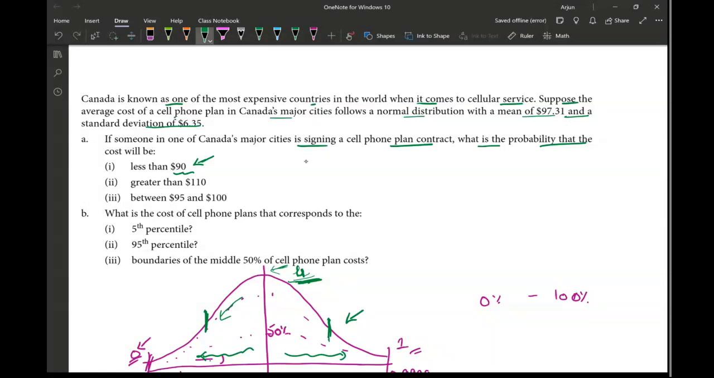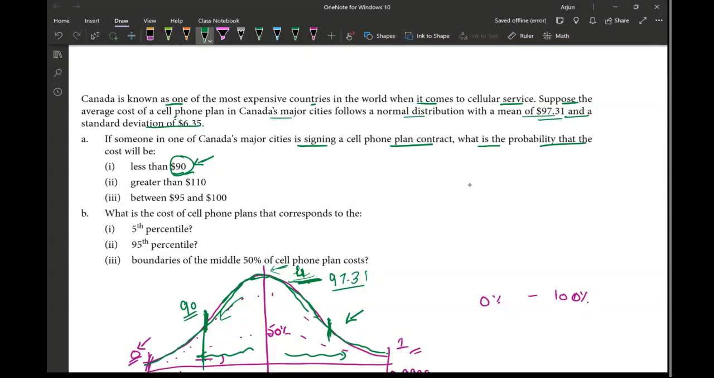So the amount is given to me. When the amount is given to me, I'll compare it with the mean. I will represent it somewhere on this line, which I am redrawing with the green color. So, less than $90. The mean value is 97.31, and so obviously $90 will be on the left side, so I'll represent the 90 somewhere here.